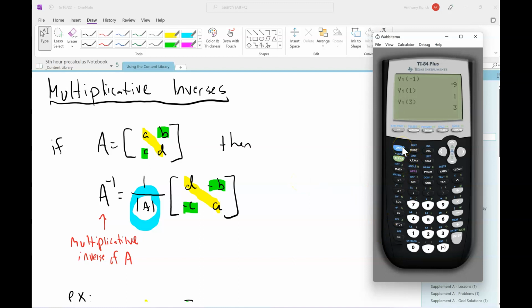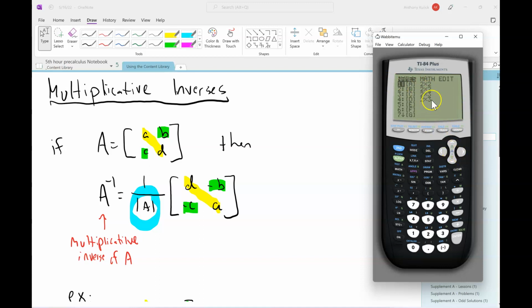All right, primarily what we're going to be using is the matrix menu. You can access the matrix menu by pressing the second button and then the x to the -1 button that's right below it. That'll open up the matrix menu. If this is the first time you've ever been in here, you probably won't have anything written in this column. It'll probably just be all blank because you haven't used it before, and that's okay.